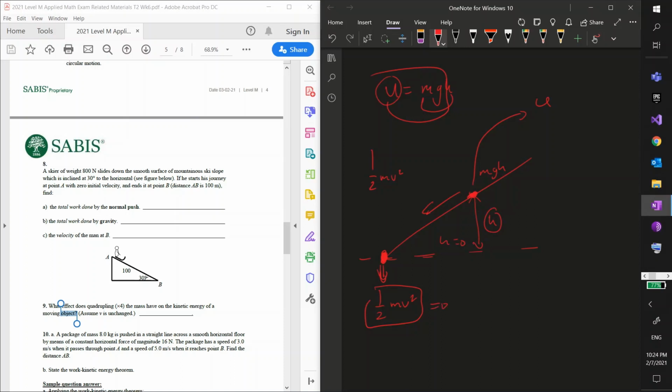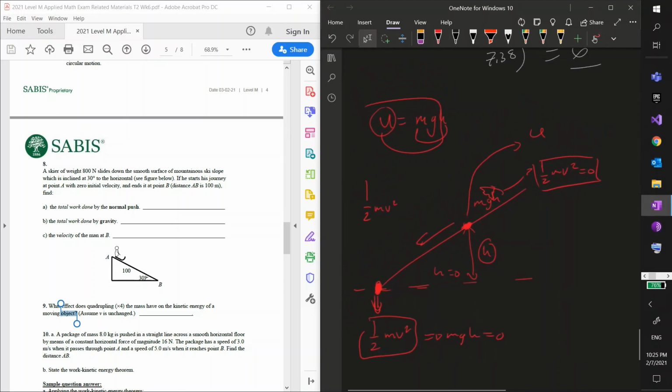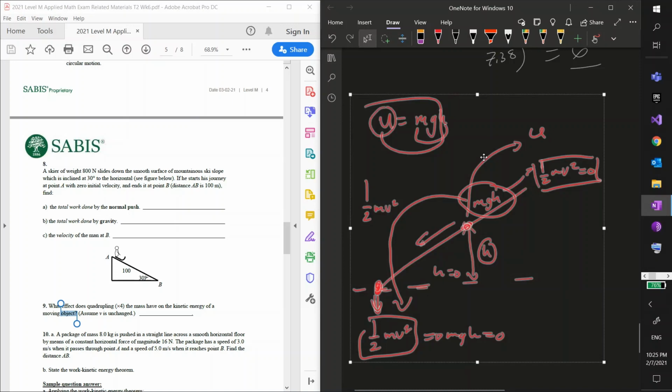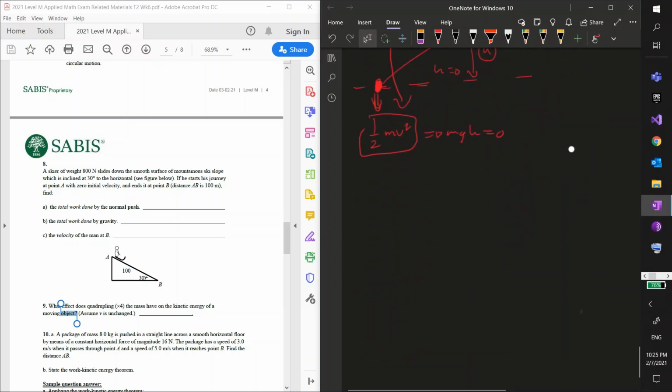Your mgh at the bottom is 0, and your half mv squared at the top is 0 because you're not moving at the top. So in other words, your potential energy was transformed into kinetic energy. And this is called the conservation of energy. It's by the principle of conservation of energy. Now let's read the question.